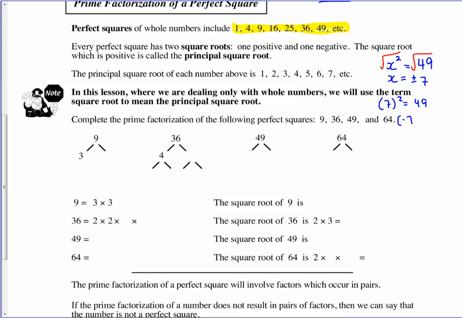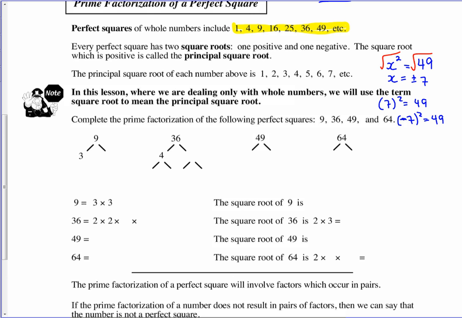Why? A negative times a negative is a positive, right? And so when you square root both sides, you have 2 square roots, one positive, one negative. The positive is called the principal square root. We are only going to focus on the principal square root in Math 10. In Math 20, you're going to focus on both. In this lesson, we're working with only whole numbers, which are only positive, starting at 0. So we don't have to worry about the negative. We're only going to focus on the principal.